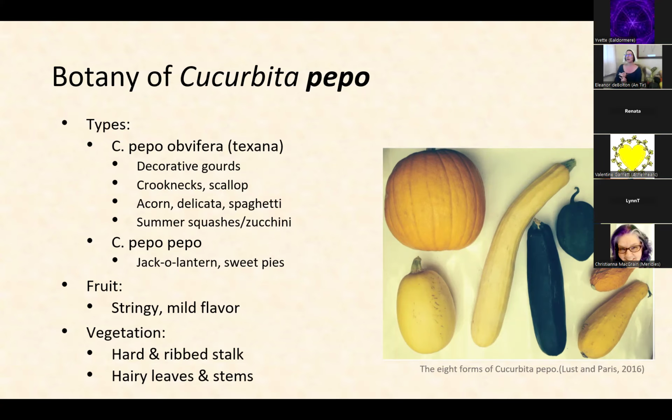So pepos are going to be our pie pumpkins, our acorn squashes, our patty pans, our crooknecks, so many fun things like that. And with that, they tend to be a little bit more stringy, because spaghetti squash is in here too. So you can kind of think about it that way, and a very mild flavor. And these are the ones that it seems were probably one of the very first to be introduced into Europe.